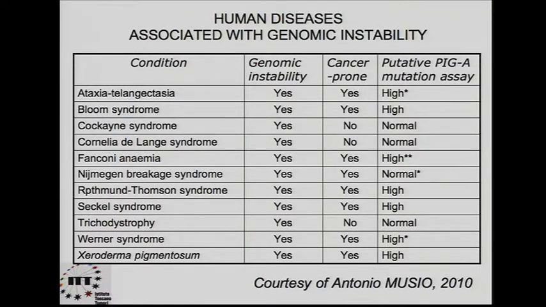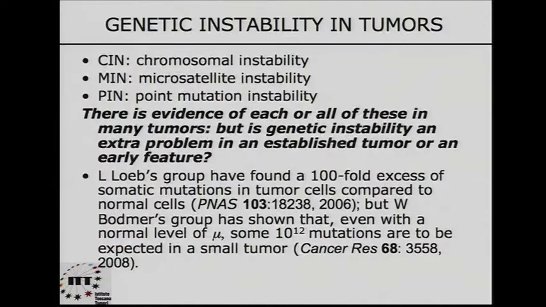First of all, there are many human diseases that are associated with genomic instability, where presumably mu is very high. Here is a list which I had, all courtesy of Antonio Musio, who is an expert on the cohesins. And of course, if we ask this question, there has been a long debate about genetic instability in tumors, which is a very common finding in tumors, but the real question is not whether it's there. The real question is: is it just an accessory? Is it something after the crime has happened in an established tumor, or is it an early feature?